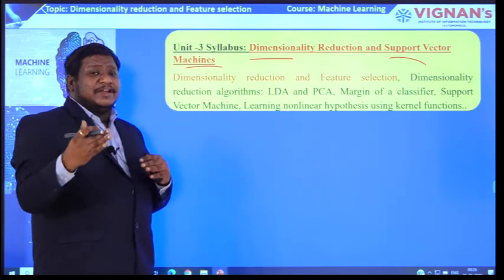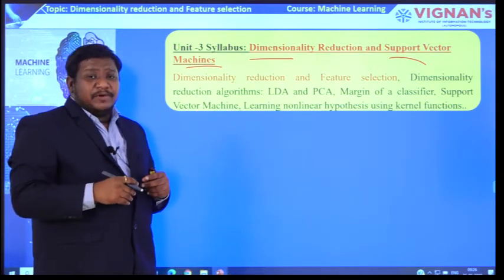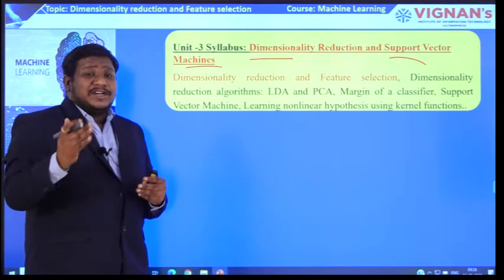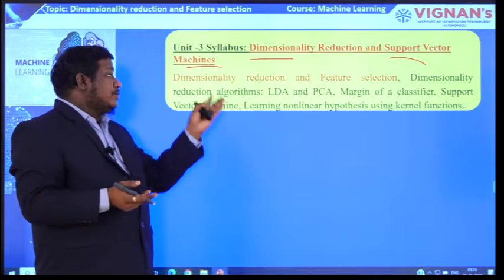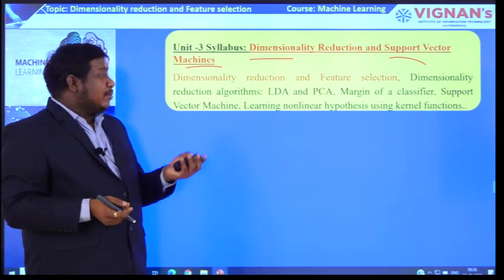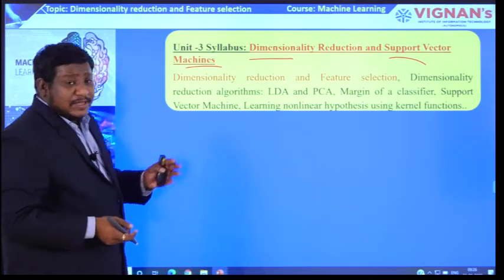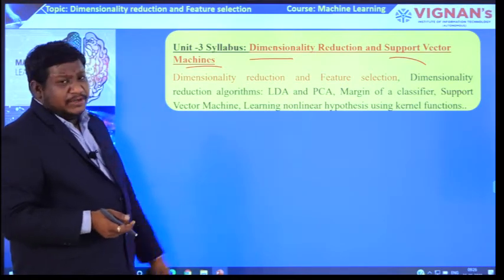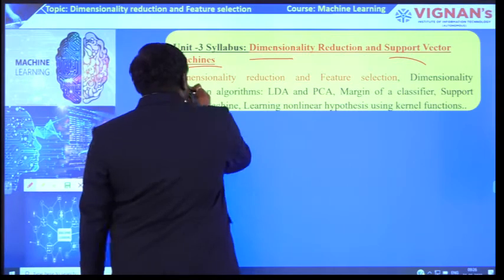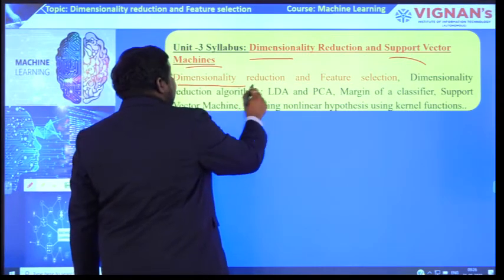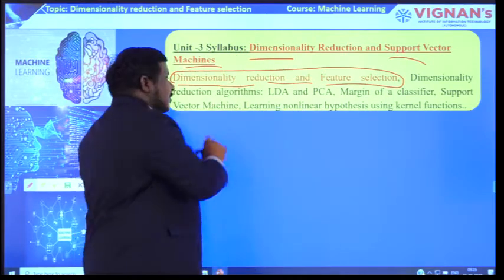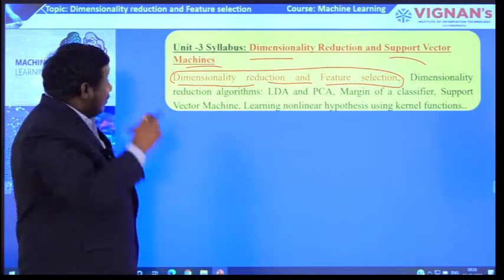The second part of this third unit is the support vector machines: how support vector machines work, what sort of applications or problems can be solved by using them, and other techniques covered under support vector machines are also discussed in this third unit. Today we are going to discuss the first topic in this third unit, that is dimensionality reduction and feature selection.